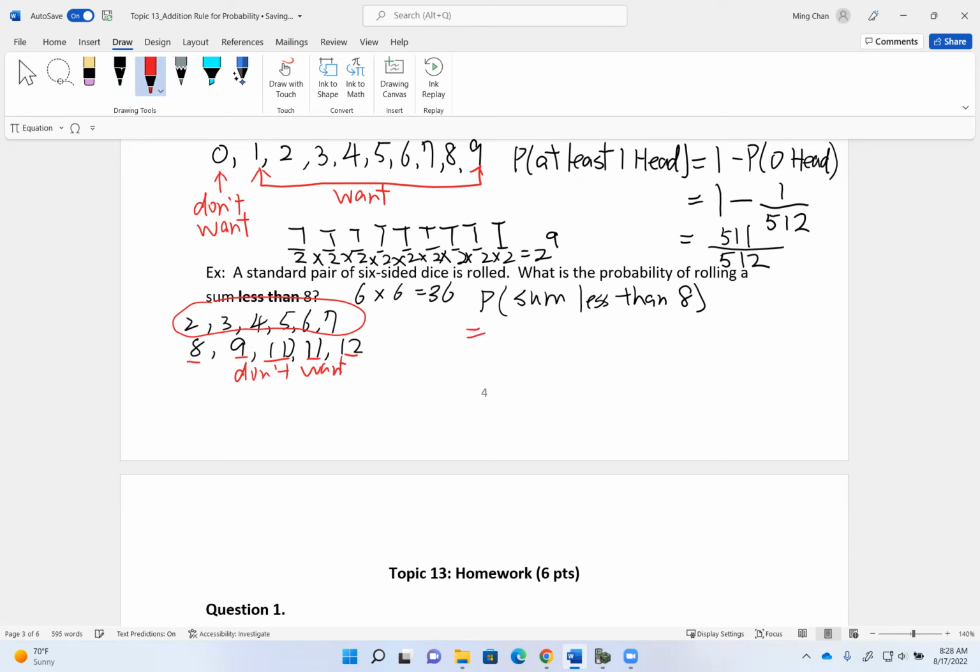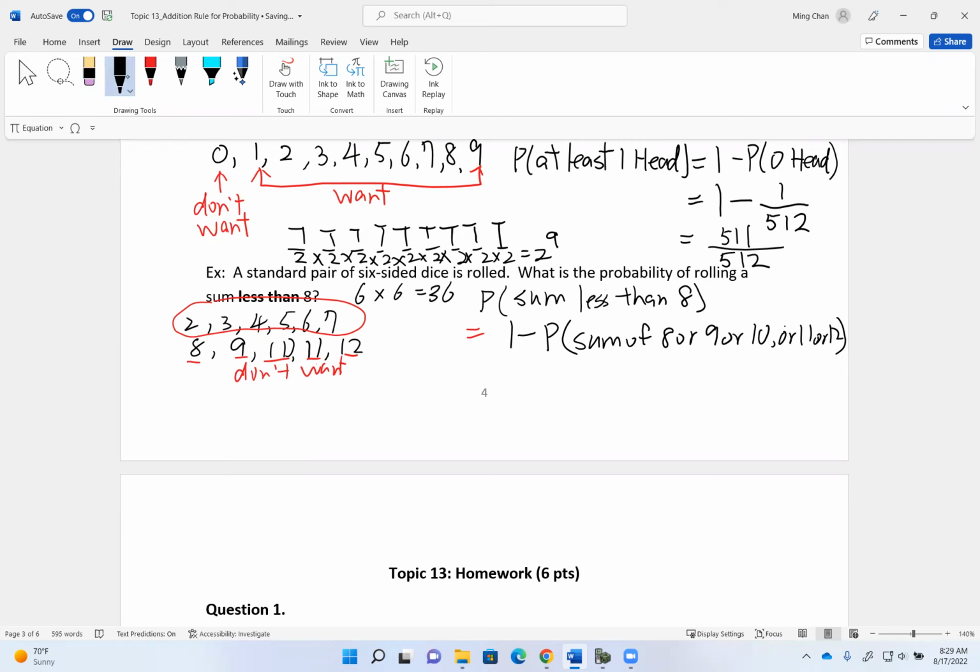So the idea is to take 100%, or 1, and subtract the probability of rolling a sum of 8, or a sum of 9, or a sum of 10, or a sum of 11, or a sum of 12. So we need to add up all these ways, the number of ways to get a sum of 8, 9, 10, 11, or 12. That's what I don't want, and I subtract it from 100%.